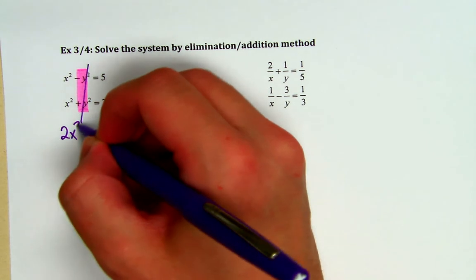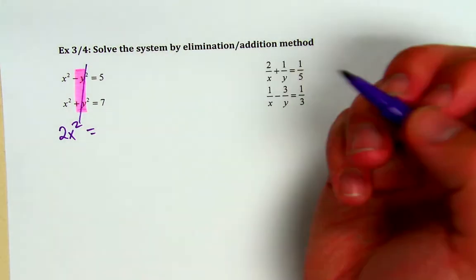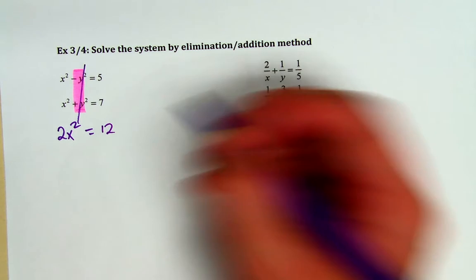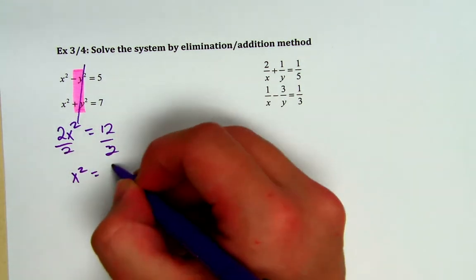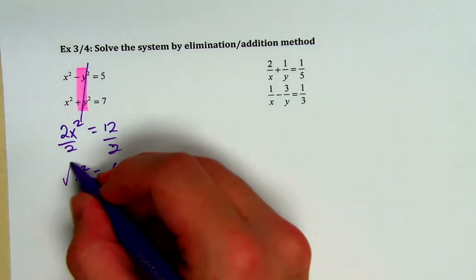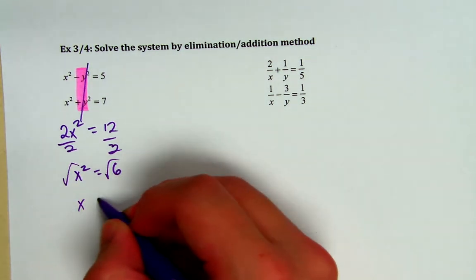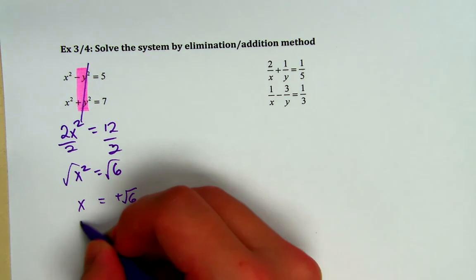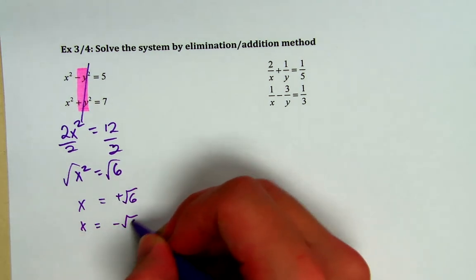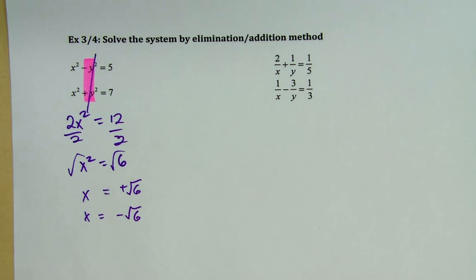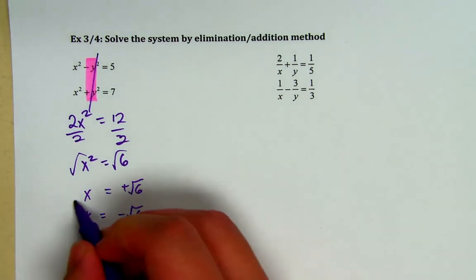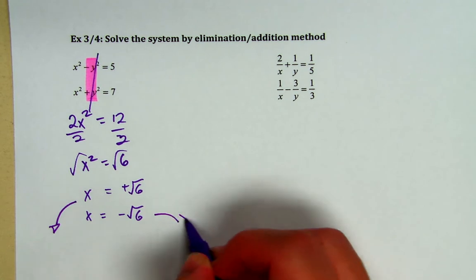You get 2x squared equals 5 plus 7, we get 12. Divide by 2, x squared equals 6. Square root, x equals plus root 6. x equals negative root 6. So now we've got to go and find their pairs. So let's take this one off to the side, and we're going to take this one over here.